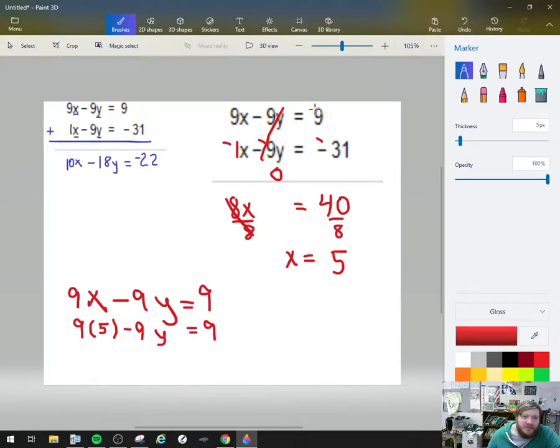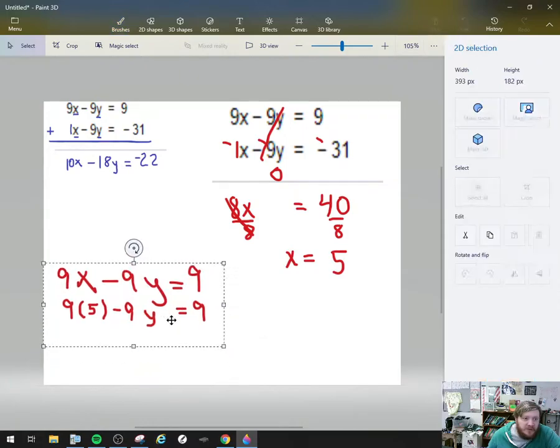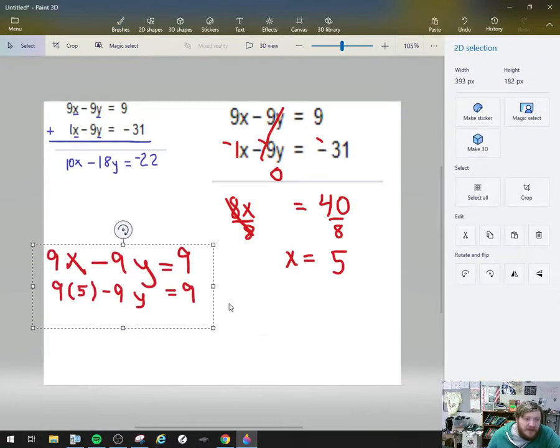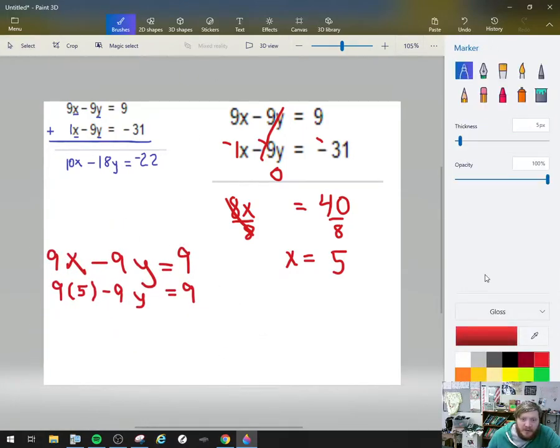So now we're going to have to solve this, which when we were doing substitution, usually one of the equations was already solved for us. So this is a little bit more work than we had to do last time. So 9 times 5 is 45 minus 9y is equal to 9.